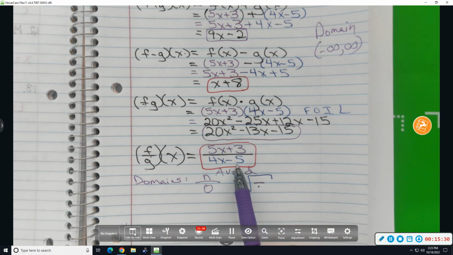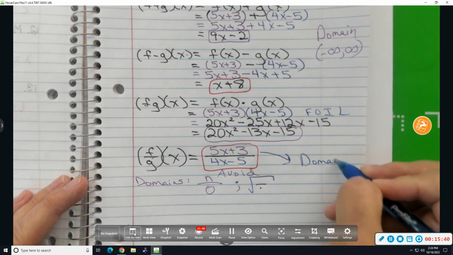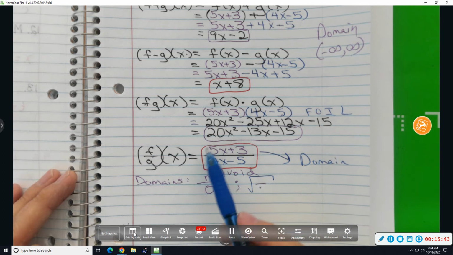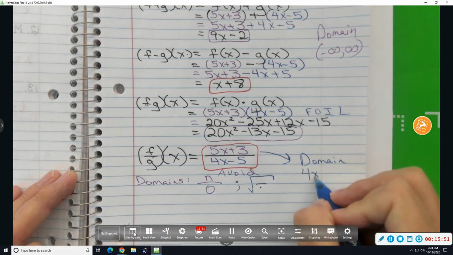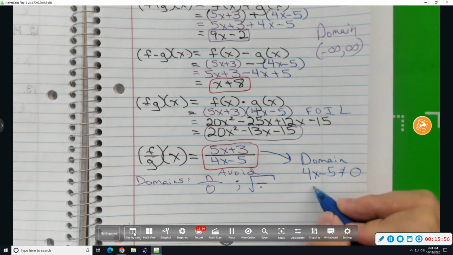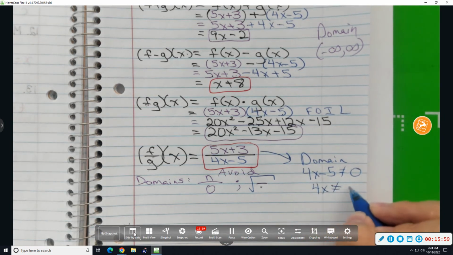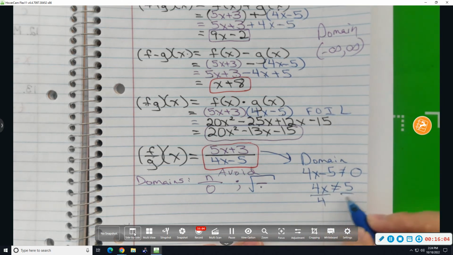Now, f divided by g. This one will have a different domain. Looking at this, I see that we have a fraction. We know we want to avoid a denominator of 0, so 4x minus 5 cannot be 0. That means 4x cannot equal positive 5, so x cannot equal 5 over 4.